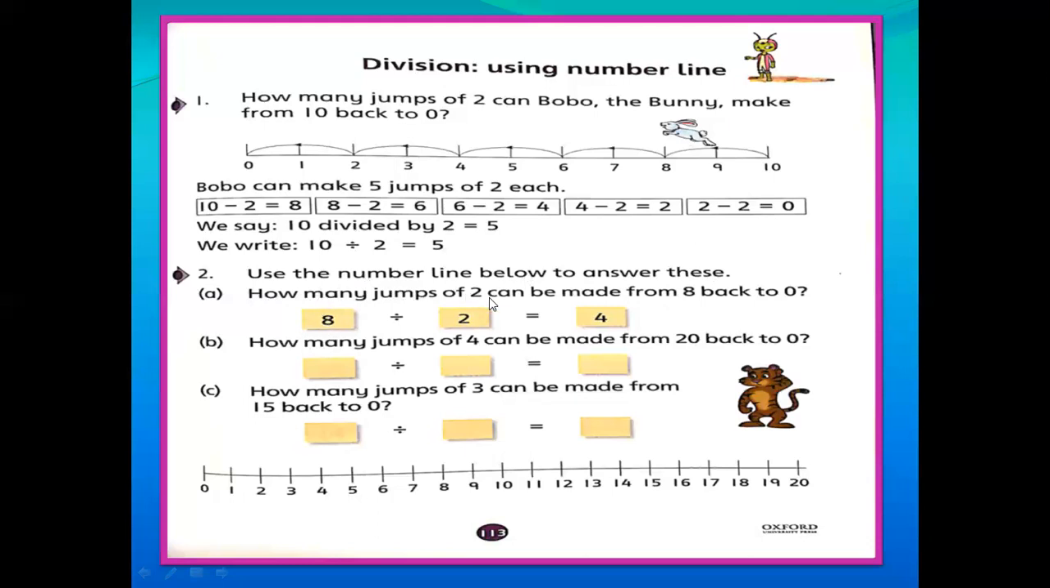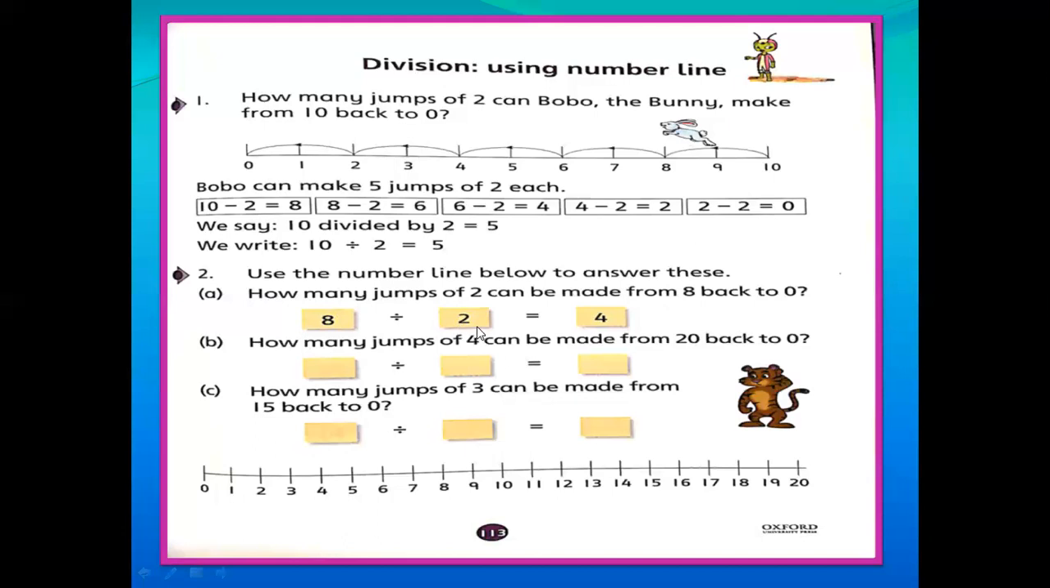How many jumps of 2 can be made from 8 back to 0? So this is the 8. For how many jumps? 1, 2, 3, 4. So in 4 jumps, we can reach 0. So we can write 8 divided by 2 is equal to 4. Or another way, we can read this in division. One number is of course larger, and the second number is smaller. So read the table of the second number till the first number comes.